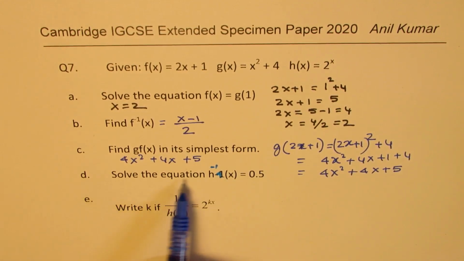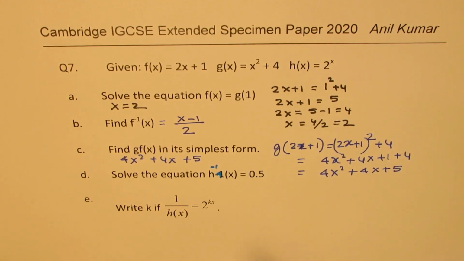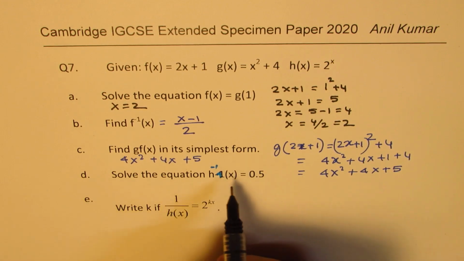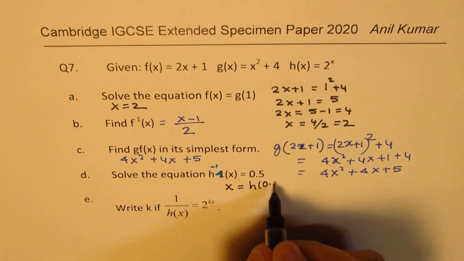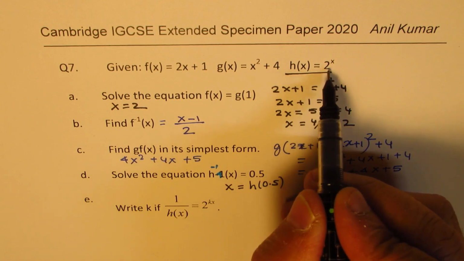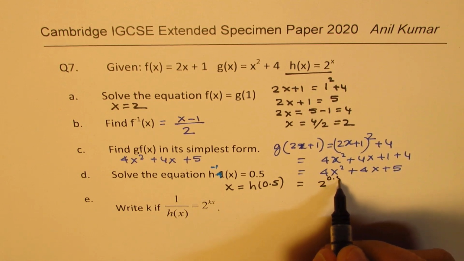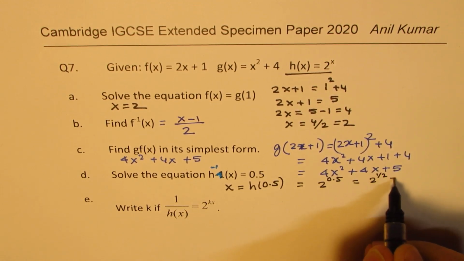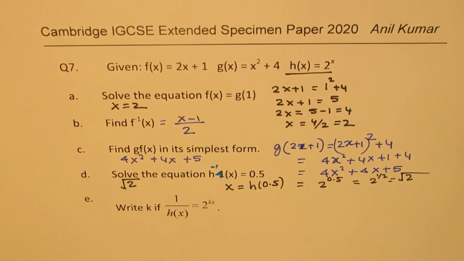D. Solve the equation h inverse of x is 0.5. So when we have h inverse of x as 0.5, you could write this as x is equal to h of 0.5, correct? So we can rearrange this equation and get the direct answer. When I say x is h of 0.5, we are given the function h of x is 2 to the power of x. So that should be 2 to the power of 0.5, which is half, right? 2 to the power of half, which is square root of 2. So here we get square root of 2 as our answer.